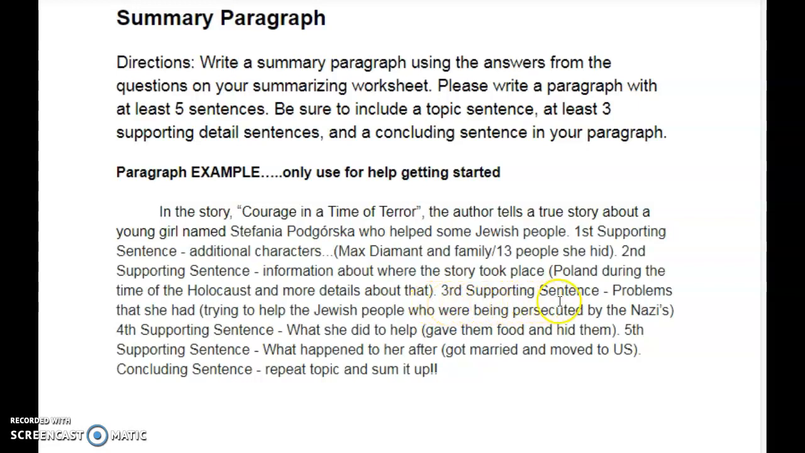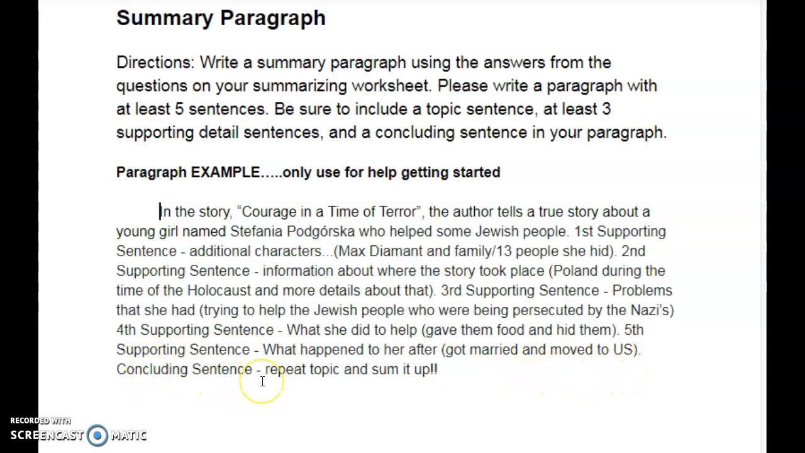Then my third supporting sentence might sound like the problems that she had. Remember, that was trying to help the Jewish people who were being persecuted by the Nazis. Then my fourth supporting sentence was, what did she do to help? And she had given them food and hid them. Okay, so that would be some examples of what I could put in that sentence. And then my fifth supporting sentence was what happened to her after that part was over, that she'd solved her problem, and I would have put in that sentence that she had got married and moved to the U.S.